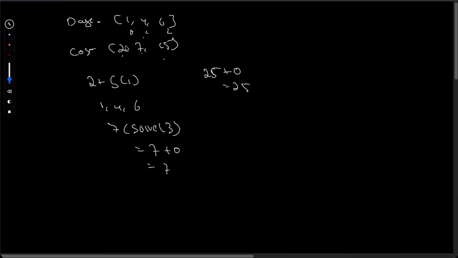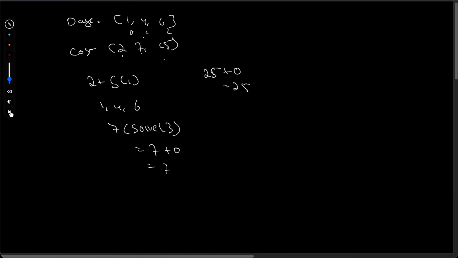Now solve of 1 is similar, then take the minimum. So why does this work? Because at every step we try all possible choices. Each choice reduces the problem size, and eventually we reach the end. This is classic recursion thinking: solve the smaller part at the current decision, take the minimum.